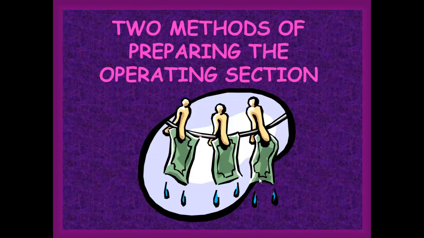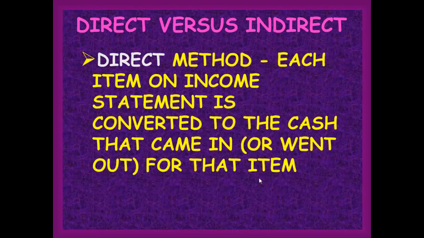The operating section. We have two ways of preparing the operating section. We have the direct method and we have the indirect method. The direct method takes each item on the income statement and converts it to the amount of cash that came in or went out. For example, on the income statement I show sales, don't I?